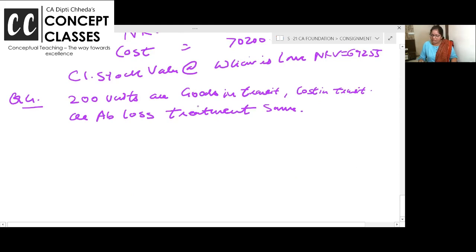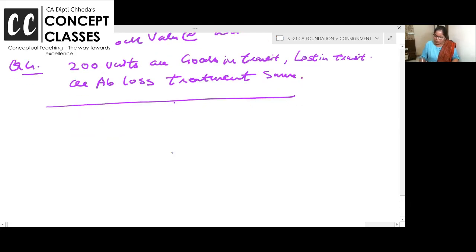200 units are goods in transit. I'm going to work out now with all of you. Or lost in transit. It's lost in transit. और abnormal loss ही हो गया रास्ते में या godown के पास बाहर कहीं. Treatment is same. चलो particulars, units and amount.